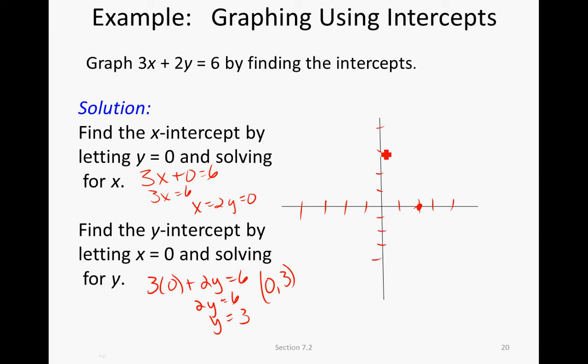So if x is 0, y is 3. There's our equation.